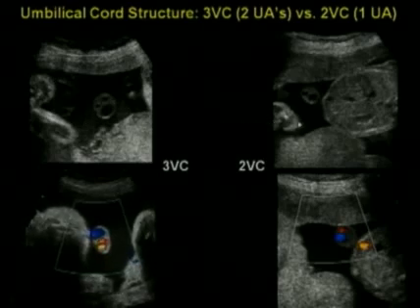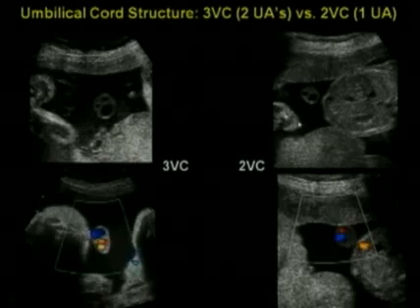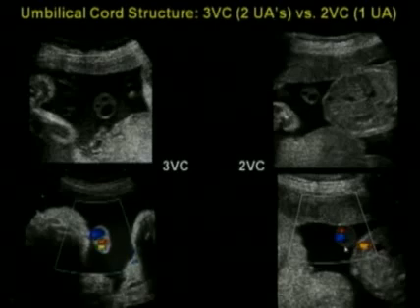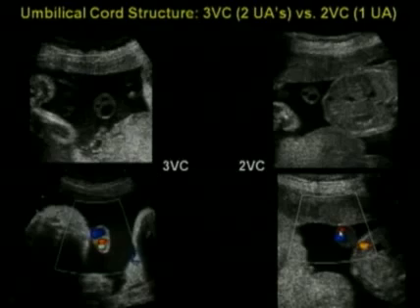This, in distinction, is an abnormal 2-vessel cord, or a single umbilical artery. There's 1 vein, 1 artery instead of 1 vein, 2 arteries. This is an abnormal cord, also confirmed by color Doppler, where you see the vein and 1 artery.